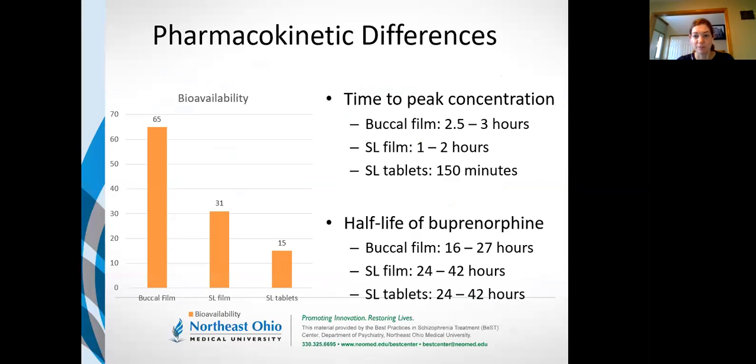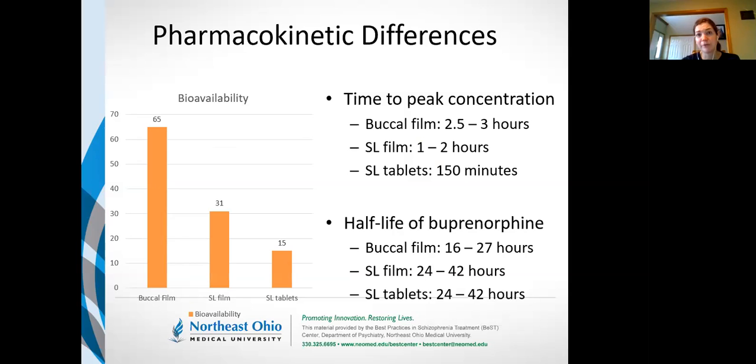Looking at our transmucosal preparations, so I mentioned bioavailability is an issue. It's an issue even with the transmucosal delivery. So our buccal films that go on the cheek, they have the best bioavailability, so about 2/3 of the drug actually gets delivered. For the sublingual film, that would be the next most bioavailable with about 1/3 of the dose being delivered. And then our sublingual tablets, about 15% of it does get absorbed and delivered to the patient.